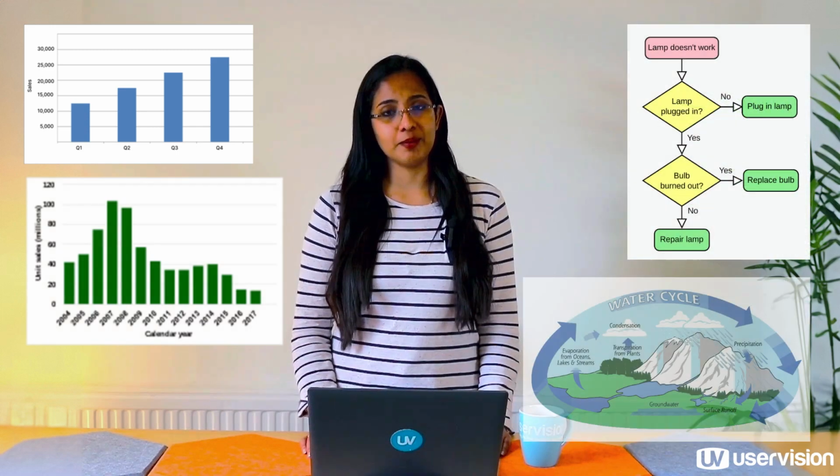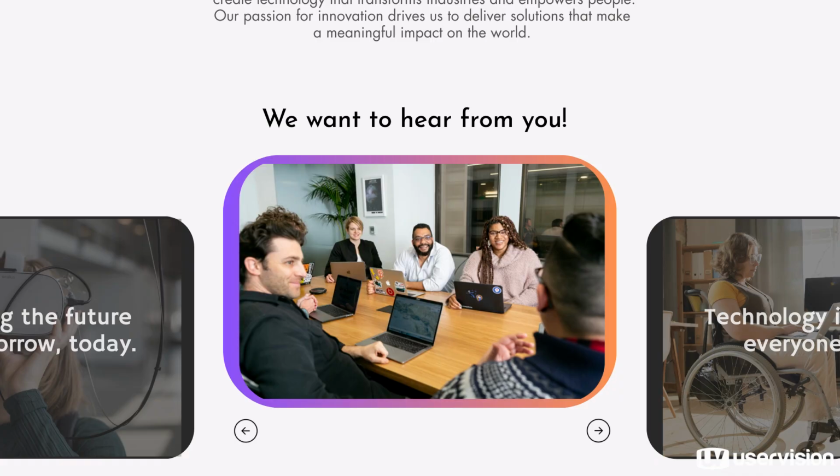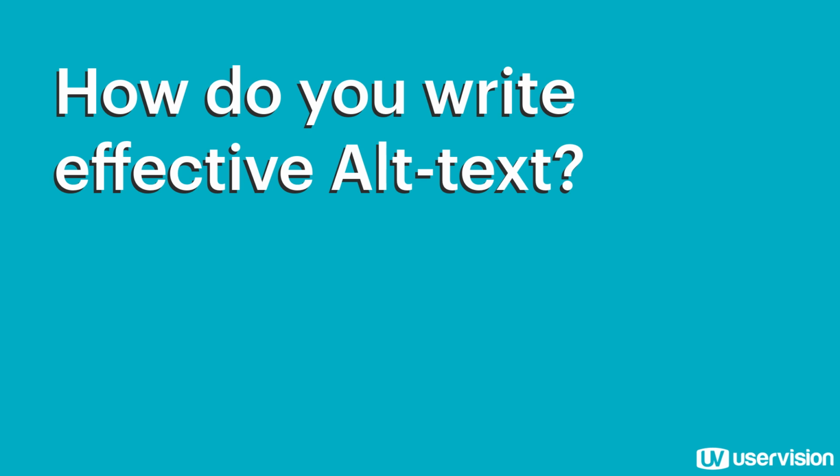Images are used to convey a variety of different types of information. Sometimes the meaning is explicit, that is, the information is clearly available within the image. This could include images of graphs, flowcharts, or diagrams. Other times, the meaning is more implicit. For example, organizations may use pictures of a diverse group of employees to show their commitment to diversity and inclusion. So, how do we write effective alt text?